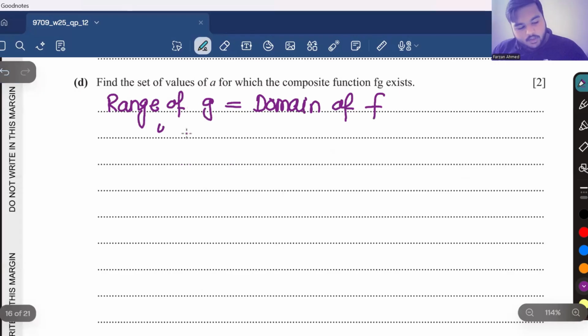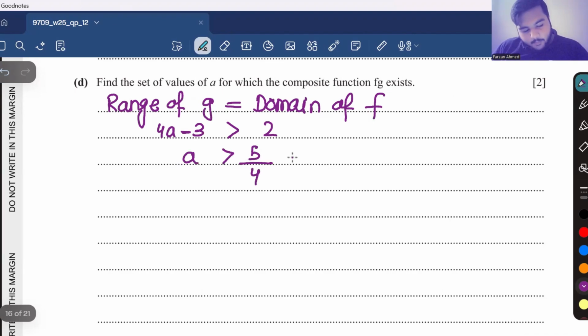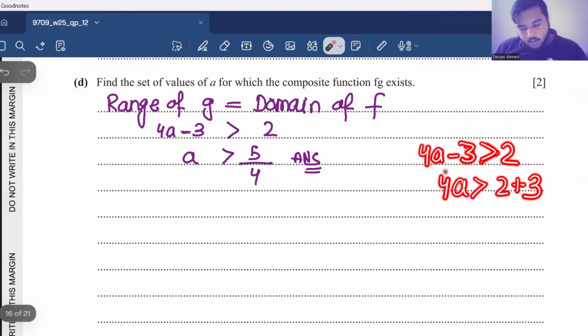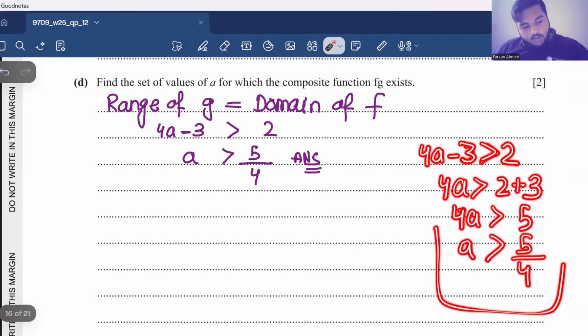So, what is the range of g? Range of g is 4a minus 3. And what is the domain of f, which is greater than 2? Okay. So, a is greater than 5 upon 4. This is our final answer, the set of values. Why? Because we have solved this. How will we solve this? 4a minus 3 is greater than 2. So 4a is greater than 2 plus 3, so 4a is greater than 5. So a is greater than 5 upon 4. This is the set of values.